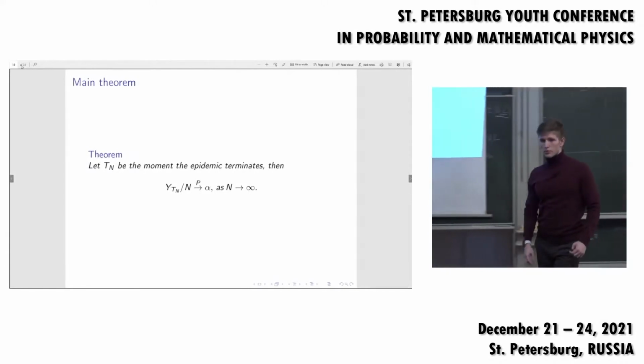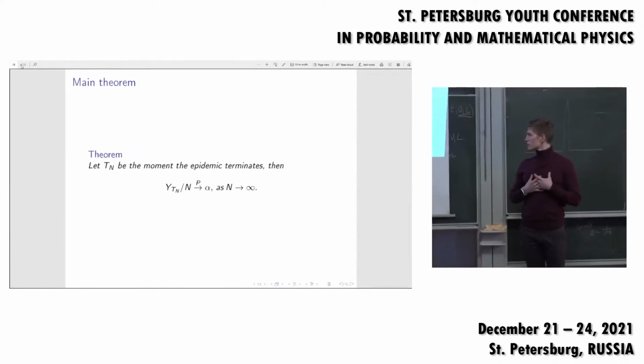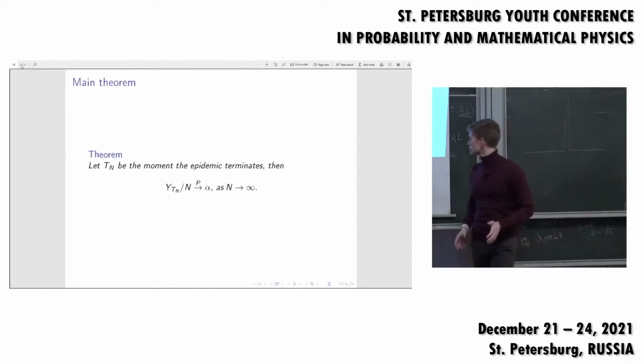Yeah. So my main theorem is this one. If we consider the moment when the epidemic terminates, then the part of people who are immune converges in probability to alpha from the previous equation as the population n tends to infinity.